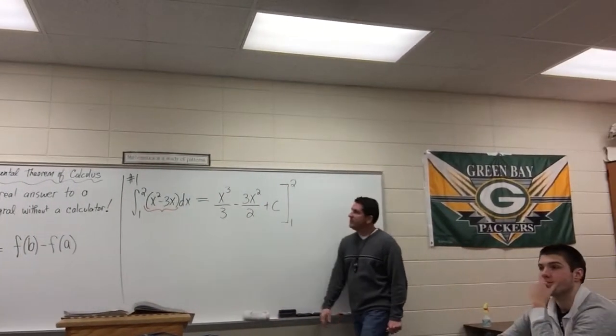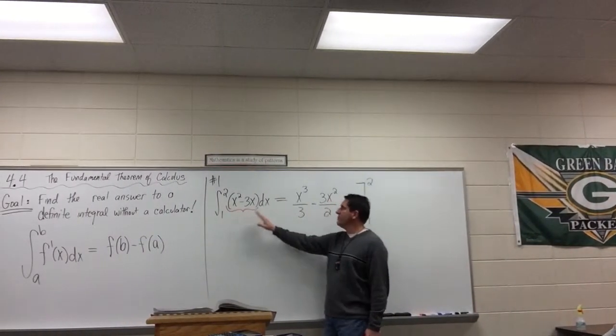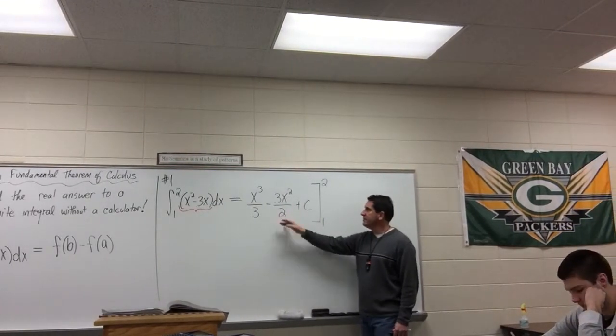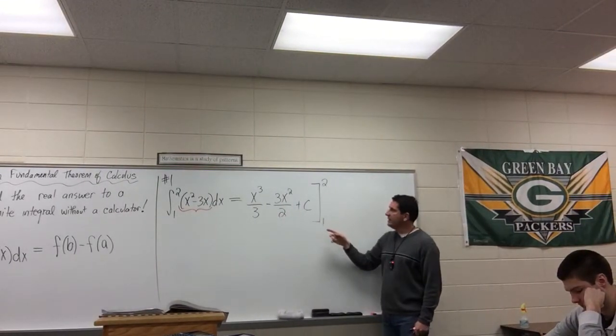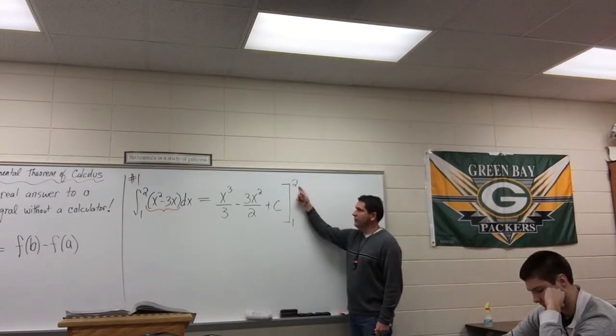So if you start with a definite integral, we're going to find the answer. The first step is to find the antiderivative of whatever function you're given. And then you put the brackets here. This means we're going to evaluate this integral from 1 to 2.